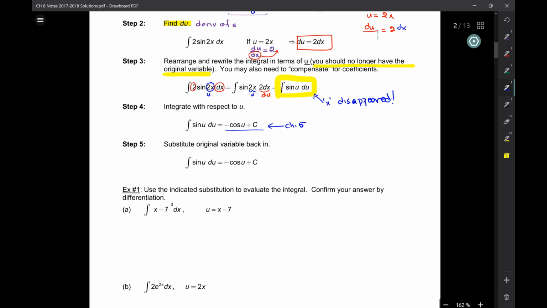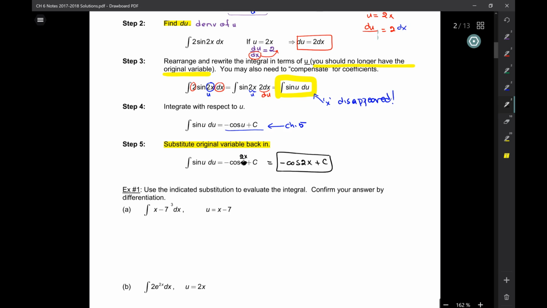How did you get from step 3 to step 4? So step 3, I ended with the integral of sine u du. And now that's telling me to integrate sine of u. So I integrate sine of u and I get negative cosine of u. And now the next step is to substitute the original variable back in. So here I have a little typo. I ended with negative cosine of u, right? Well, what did we say u was? 2x. So your final answer is negative cosine 2x plus c.